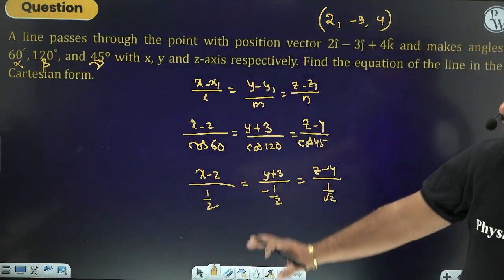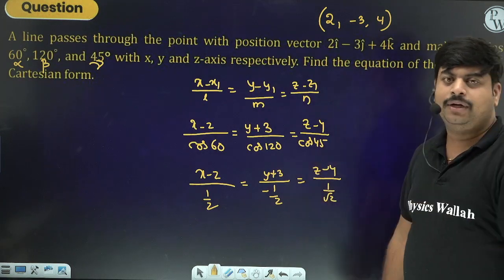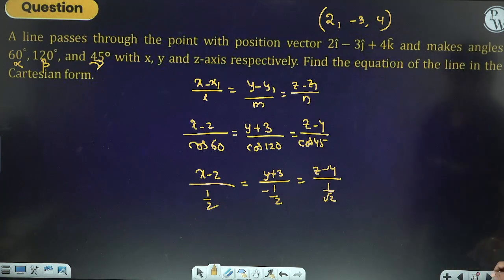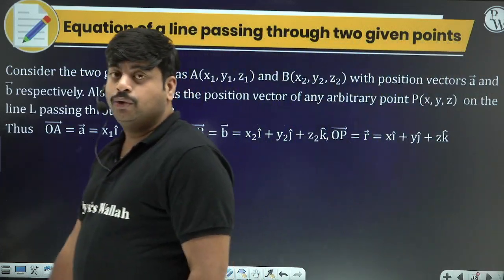All right, so yes, that's it. The equation is in this format only for three-dimensional geometry. No need to bring it into another format. Right. Next, the equation of a line passing through two given points.